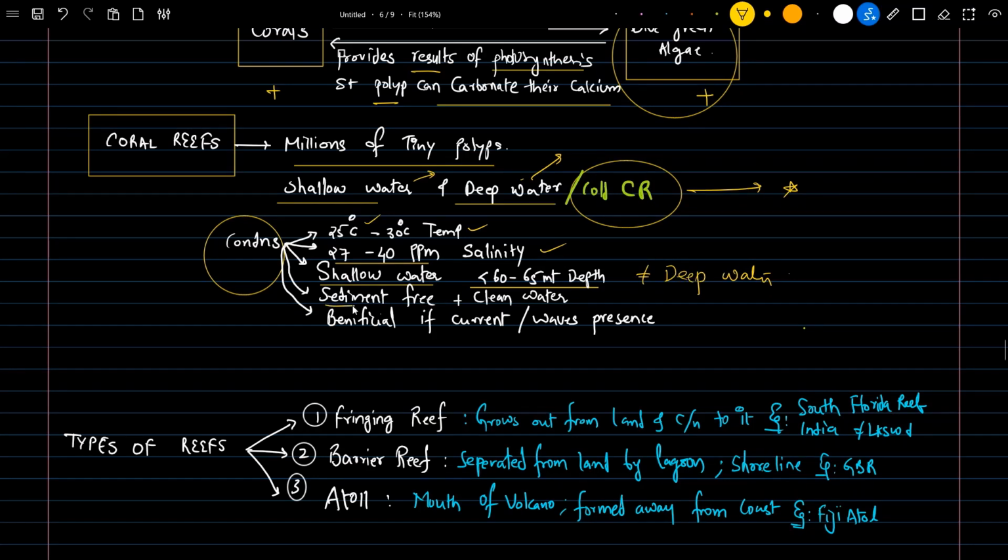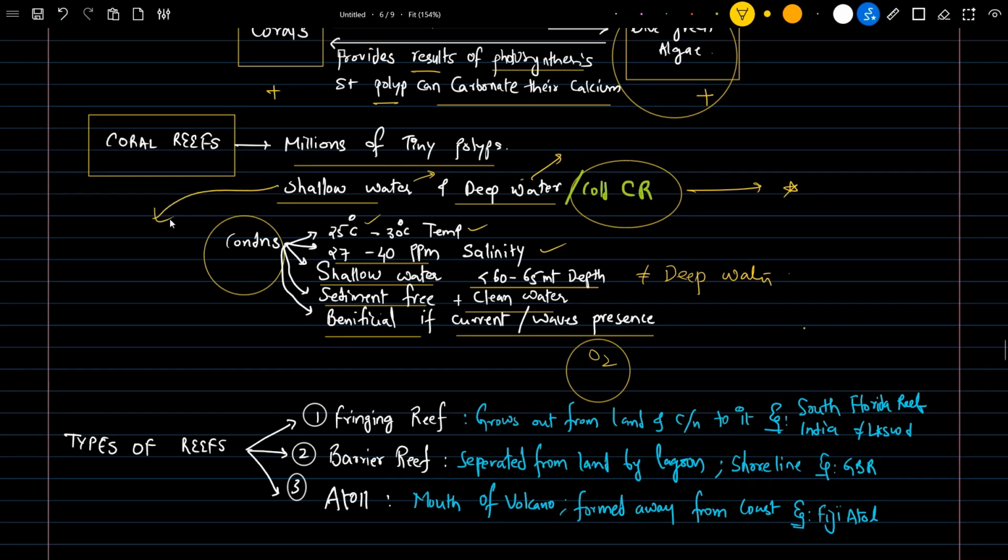Next condition is sediment free, and it should be clean water. If there are more sediments, then the coral will die. So there should be a sediment free situation and the water should be a little bit clean. Next, it would be beneficial for coral reef formation if there are little currents or waves present, so that oxygen is distributed and easily available to them. It means easy photosynthesis can take place and the corals can flourish. Okay, now let's see this.